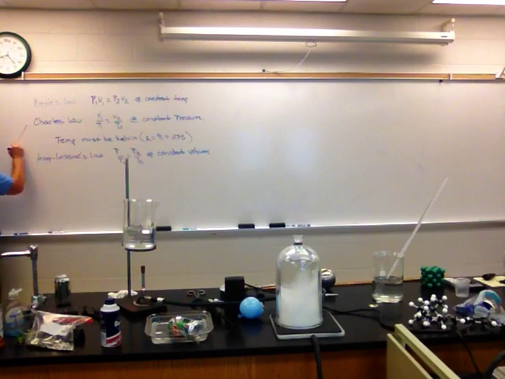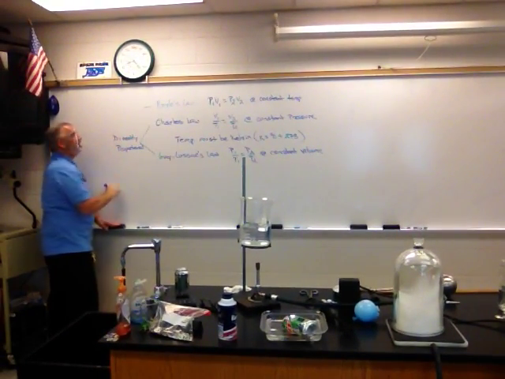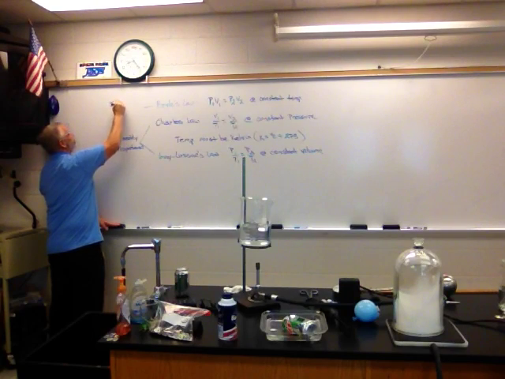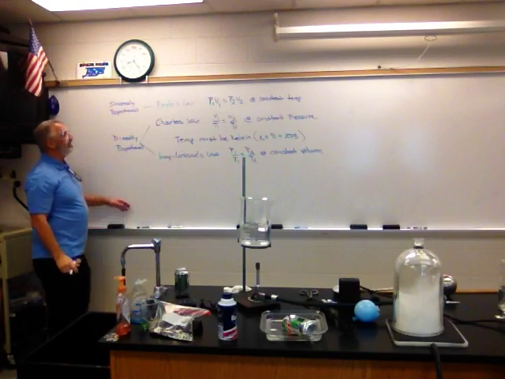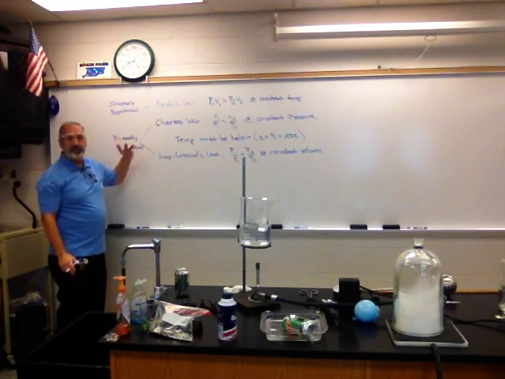So these two are what type of proportion? These are directly proportional. Which one is this? Inversely proportional. So as one goes up, the other one goes down, but here as one goes up, the other goes up. So we know how those work.